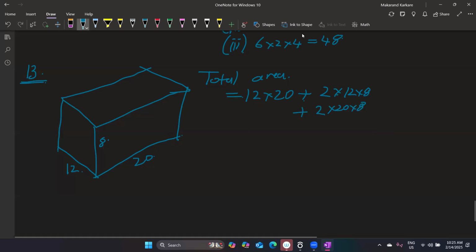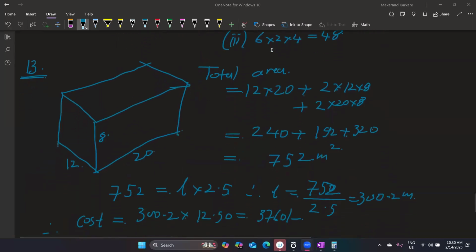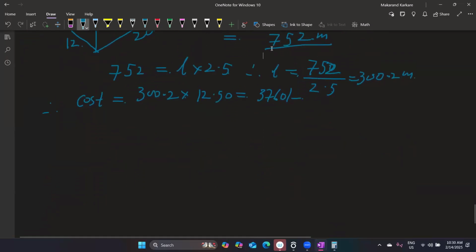So let us see. I'm going to start showing. First of all, it always helps to make a figure, so I always make a figure. What is going to be the total area? I'm going to have only one bottom face, so 12 into 20. Two faces 12 by 8, and two faces 20 by 8. So totally what am I going to require? I'm going to require 752 meters square. That's the area of the sheet I am going to require.